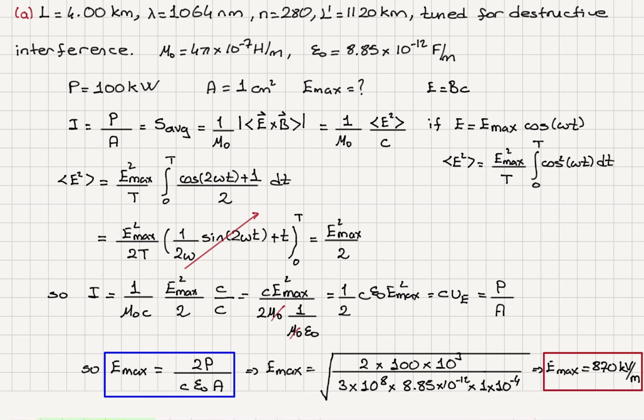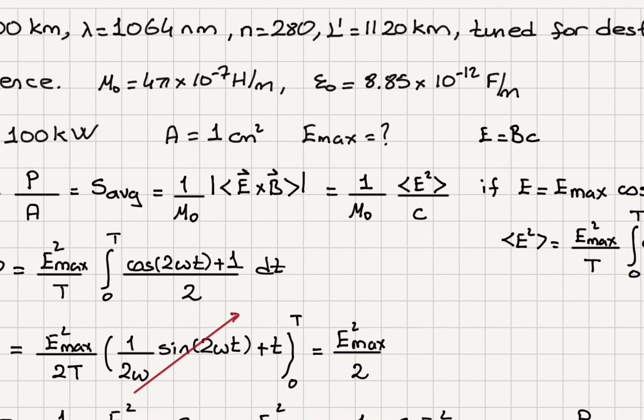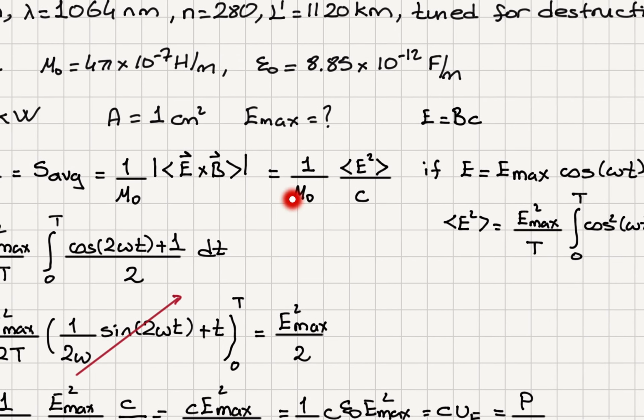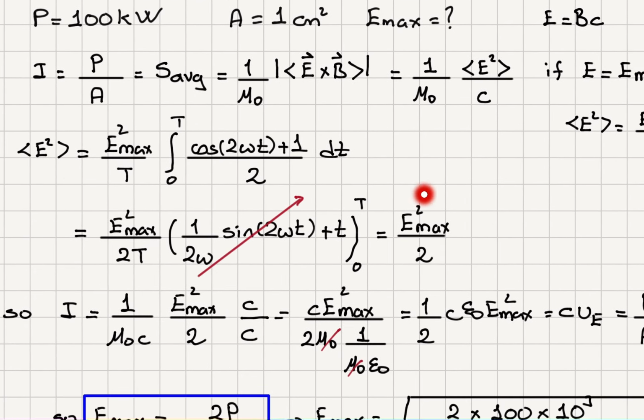So what have I done here? I've used the intensity power relationship. Intensity is the average power per area, which is the average value of the magnitude of the Poynting vector. Poynting vector is 1 over mu 0 E cross B. So I'm looking at the time average value of E cross B, and recall that E is equal to B c. So it is 1 over mu 0 c times the average value of E squared. At a given point in space, E is E max cosine omega t. Its time average value is found by integrating E squared over one period and dividing by the period. And this gives me E max squared over 2.